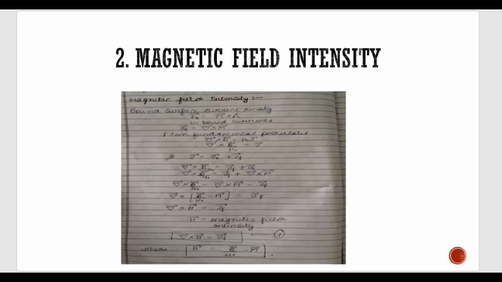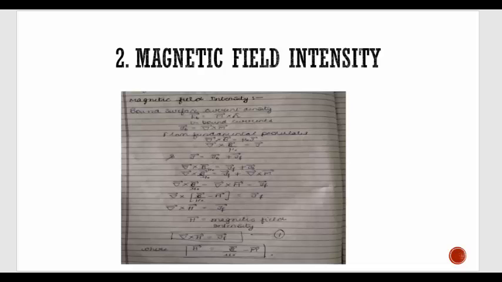I'm going to start from the magnetic field intensity. First of all, the bound surface current density, Kb, is equal to M vector cross n unit vector. Here b stands for bound currents, and Jb is equal to del cross M vector. From the fundamental postulates of magnetostatics, del cross B is equal to mu naught J vector, and del cross B vector upon mu naught is equal to J vector.